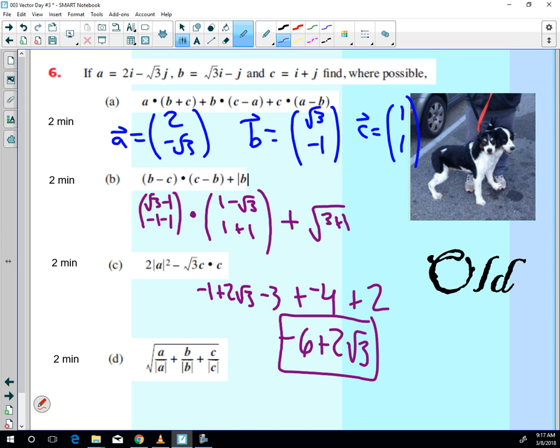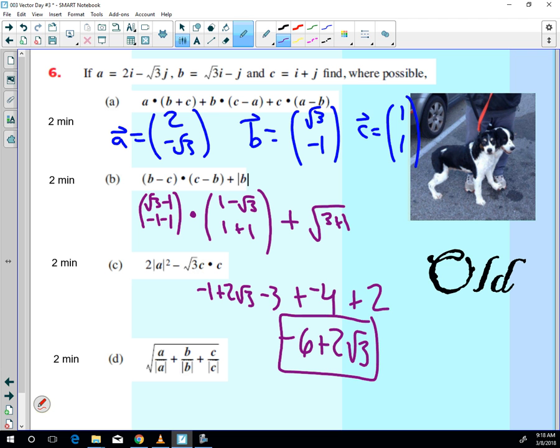Anybody else get that? Negative 6? This is correct. Let me double check my arithmetic here. Negative 2, positive 2. Negative 2 times 2 is negative 4. This has got to be, square root of 4 is 2. So I'm going to run with this, negative 6.